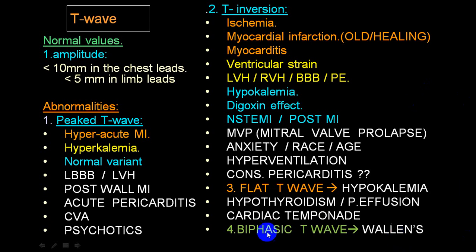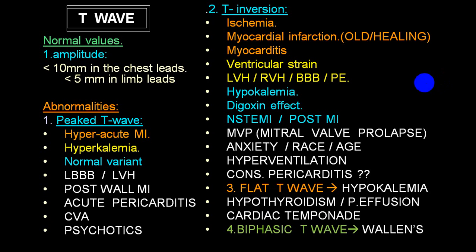In Wellens sign, you will have a biphasic T wave along with ST depression in V1, V2, V3, and that is suggestive of a left main artery occlusion, LMCA occlusion, or LAD occlusion, that is left anterior descending branch occlusion. It is Wellens sign. While in case of a De Winter sign, you will have an ST depression with upright T wave, again in V2, V3, V4, that is again suggestive of a left anterior descending branch occlusion or left main branch occlusion.